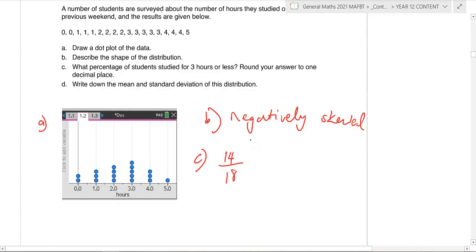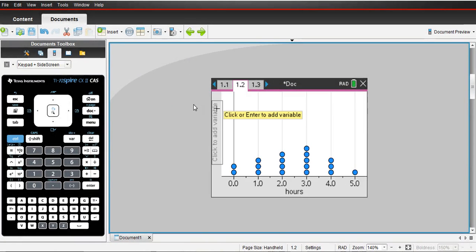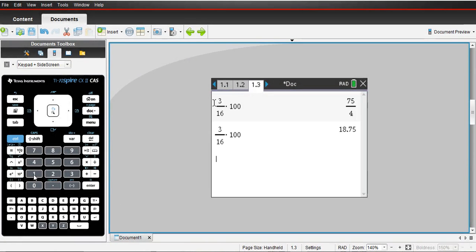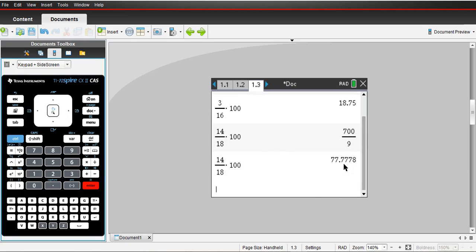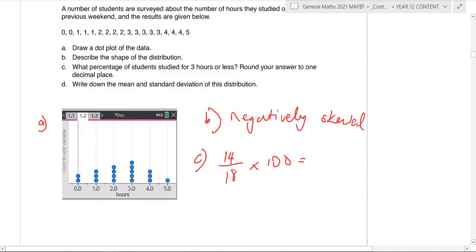So turn that into a percentage because that's what it's asking. So you're going to go 14 divided by 18 times 100. You might get a funky fraction, so press Control Enter. 77.77. I think it says 1 decimal, so 77.8%. Okay, were 3 hours or less.